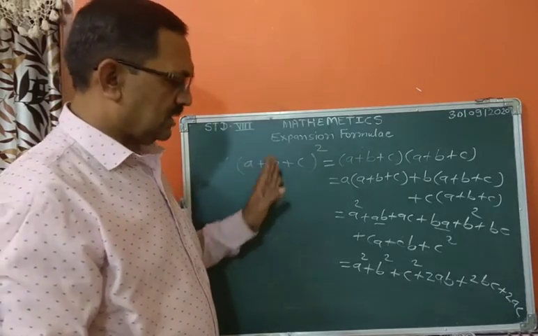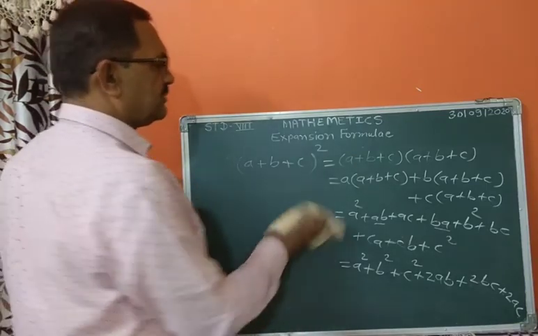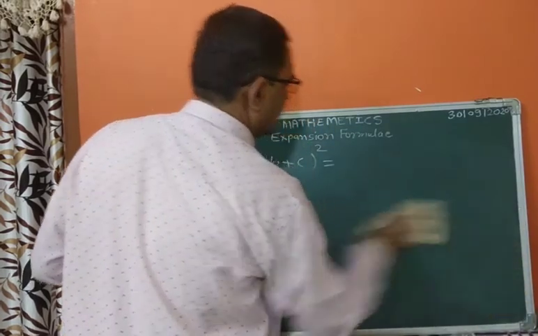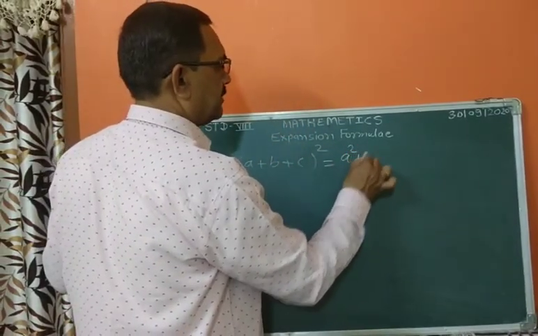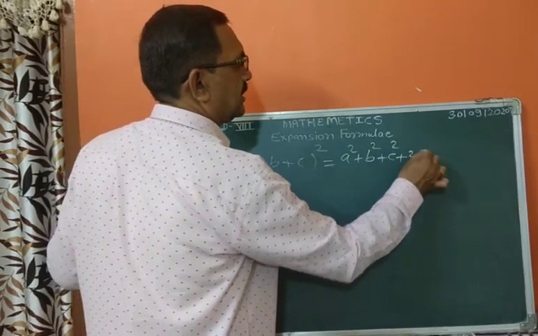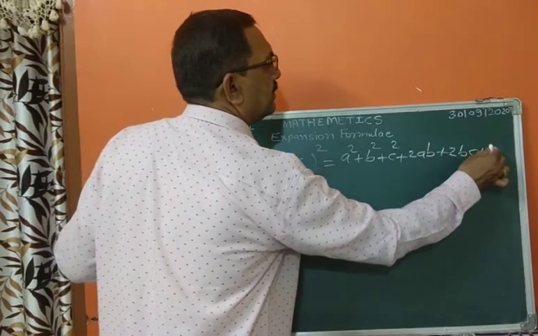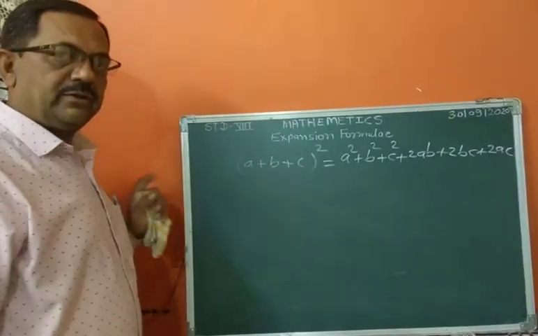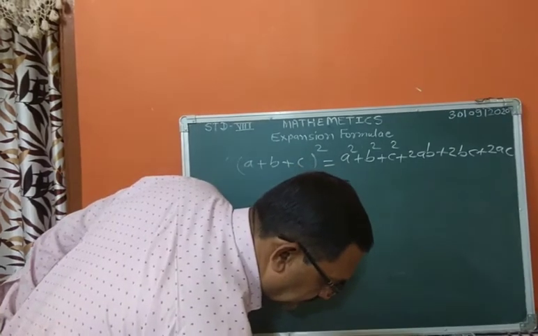And then solve the example on this expansion formula. First of all, this expansion formula is written, and remember it, all students: a² plus b² plus c² plus twice ab plus twice bc plus twice ac. In this way, you have to solve the examples from exercise 5.4.